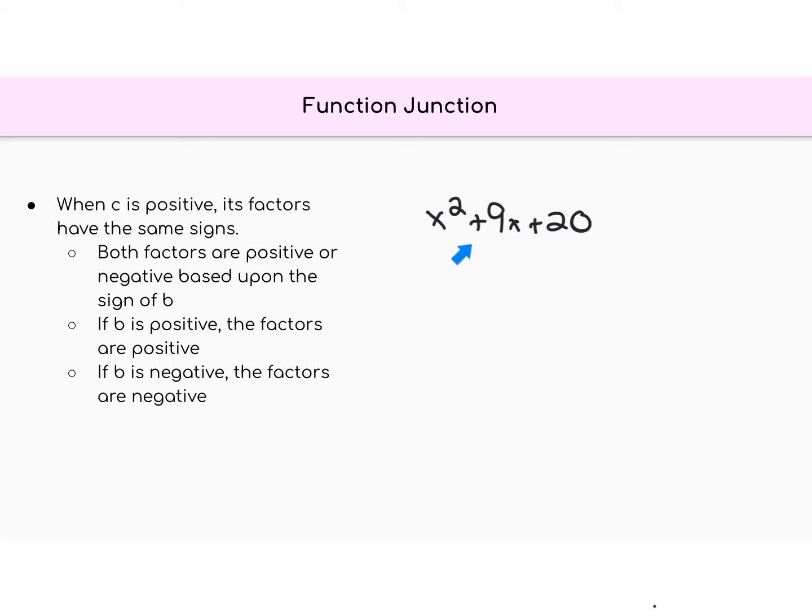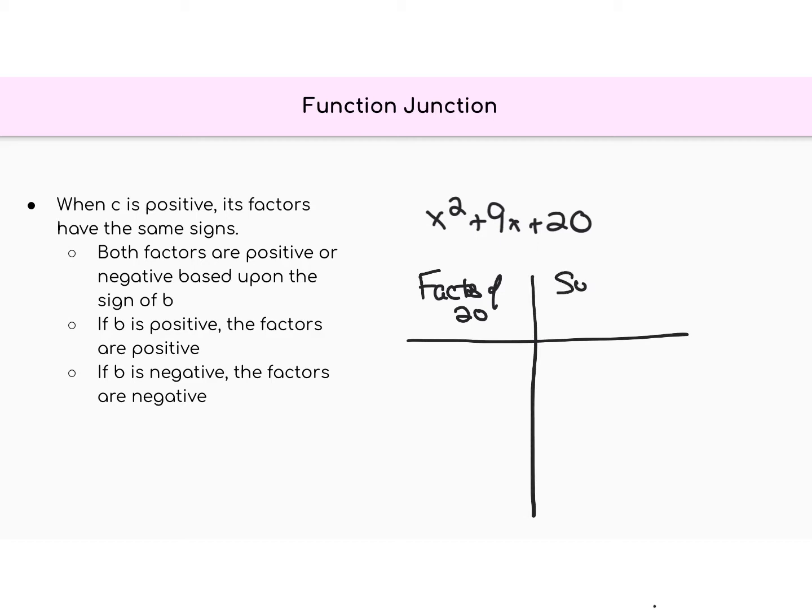That means our factors are going to have the same sign depending on the b term. Okay, and the b term is positive 9, so we're going to have positive signs. So one way to solve is by using an area model. Another way is just to set up a chart. So we can have factors of 20, and then we have the sum of the factors. So since b is positive and c is positive, we want positive factors.